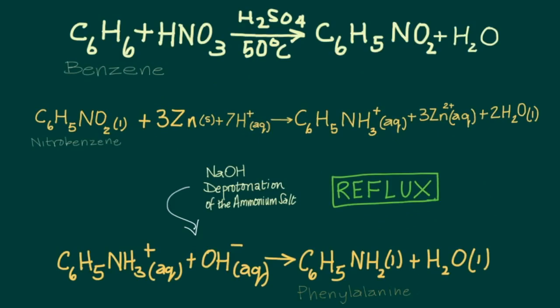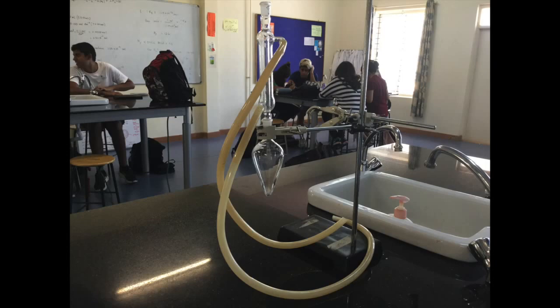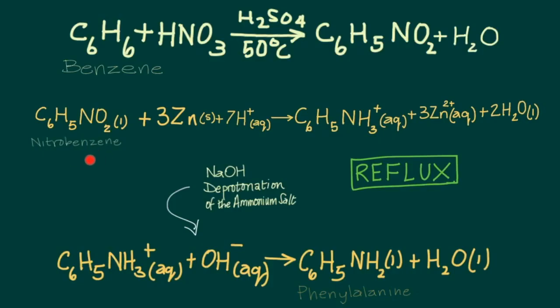Following this nitration of benzene, in the presence of sulfuric acid at a temperature of 50 degrees Celsius, the nitrobenzene product then opens the door for a synthetic pathway to produce phenylalanine. To carry out this step, it is necessary to set up a reflux apparatus where the nitrobenzene is heated in a water bath under reflux, which requires constant heating and condensation of a mixture of nitrobenzene with solid zinc and concentrated hydrochloric acid to produce these 7 hydrogen ions.